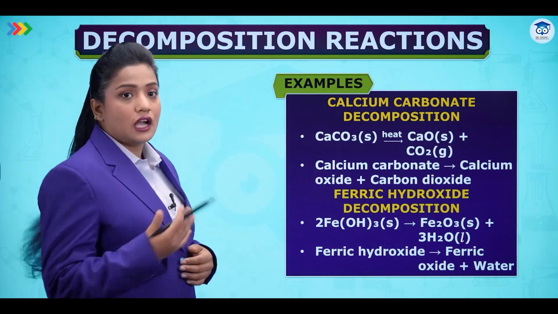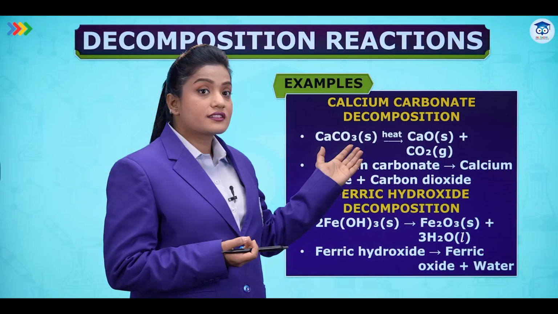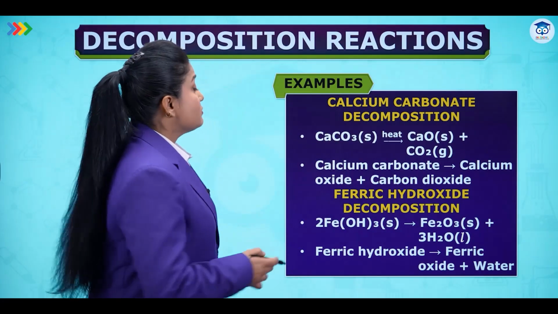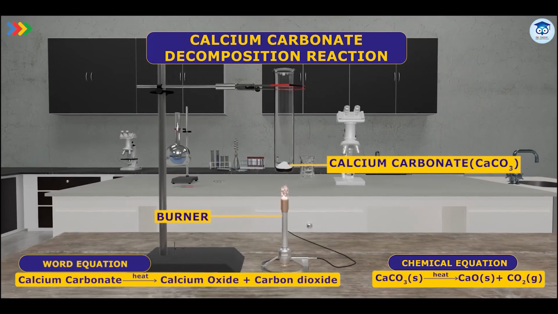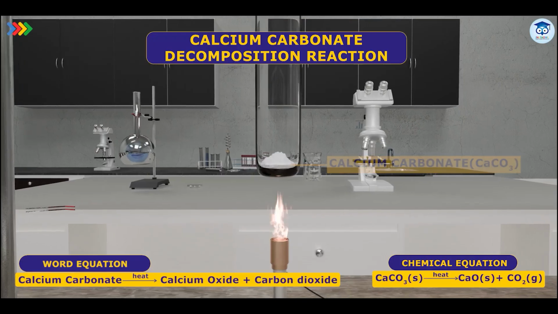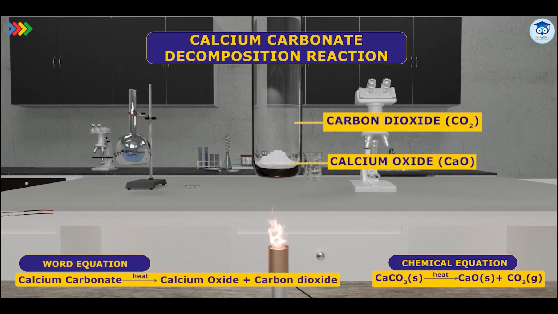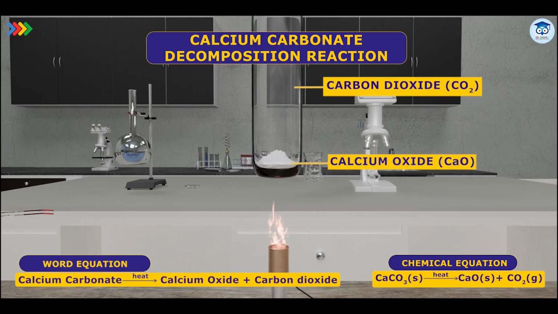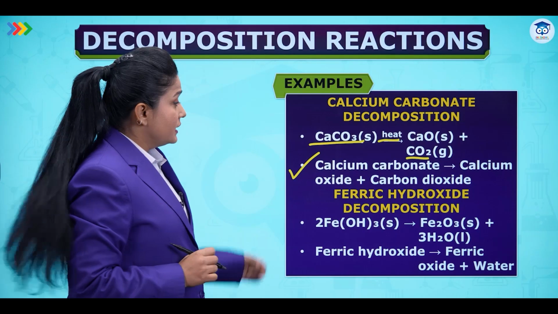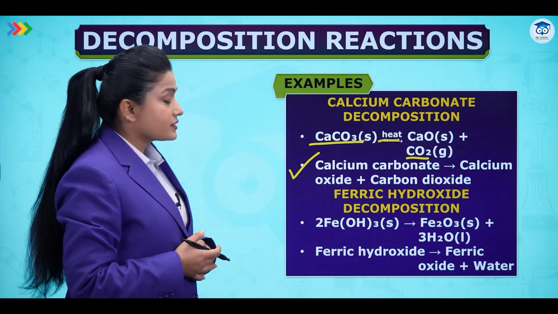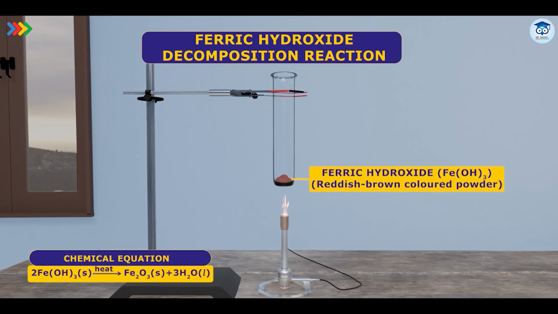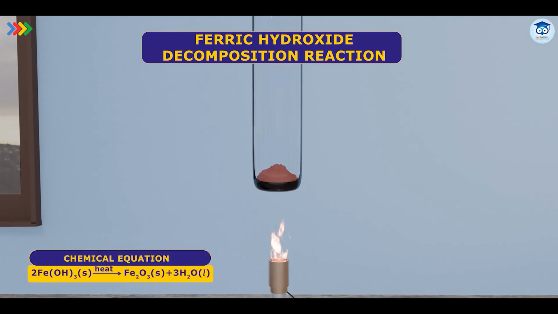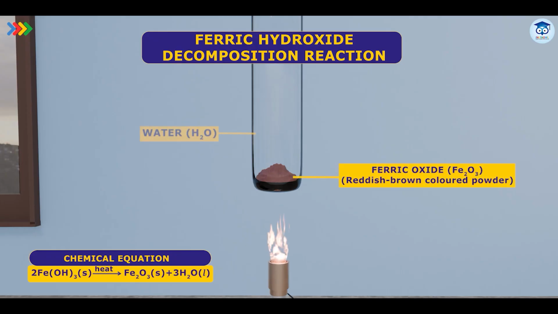First is calcium carbonate decomposition. Remember, in combination reaction, we have discussed the reverse of it. So, calcium carbonate solid, when it is heated, when we keep it on heat, we see it decomposes to give us calcium oxide solid and carbon dioxide gas released. So this is the chemical equation and this one is the word equation of it. Second example that we can see is ferric hydroxide decomposition. When we heat ferric hydroxide, which is solid initially, we get Fe2O3, which is solid, plus 3H2O liquid. So ferric hydroxide on heating gives us ferric oxide and water.